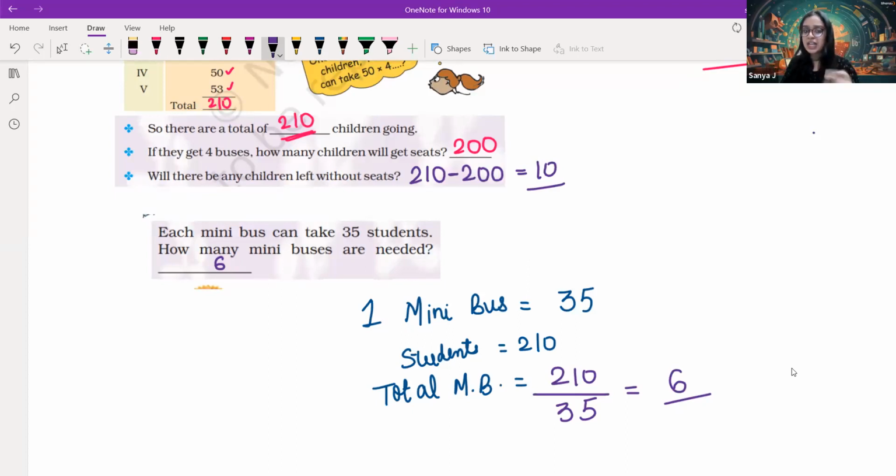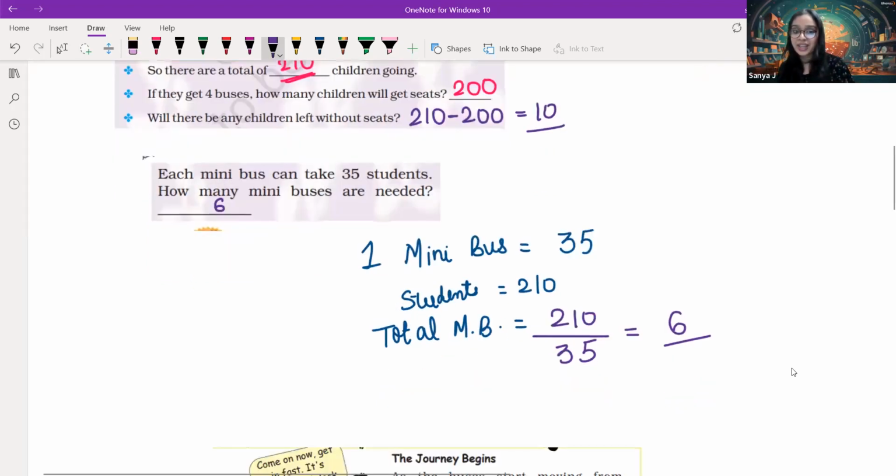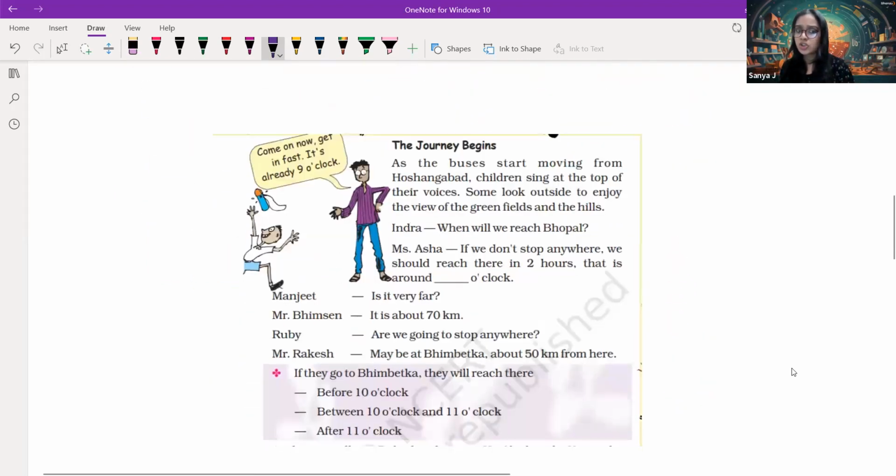Now that the confusion of buses is solved, let's get started with the trip. So the journey begins the very next morning. All the students are very excited. They are singing, they're dancing, they're having the best time of their life. They're looking at the hills outside the window.